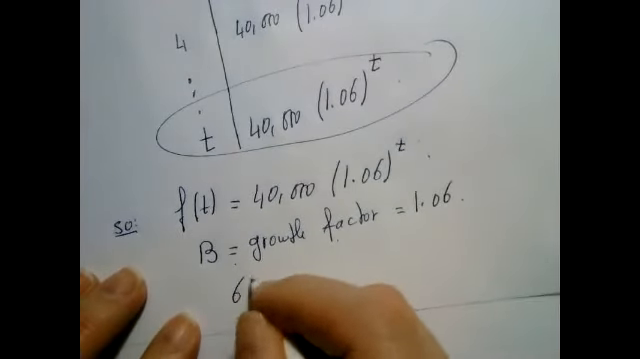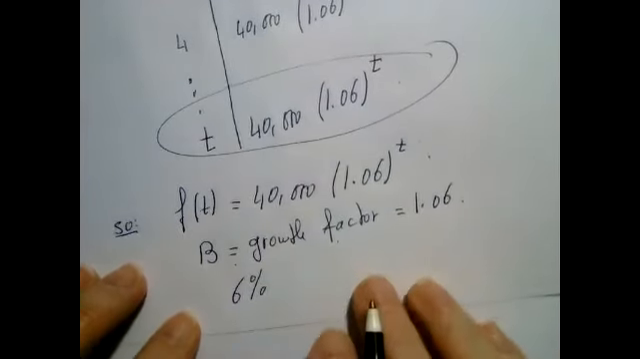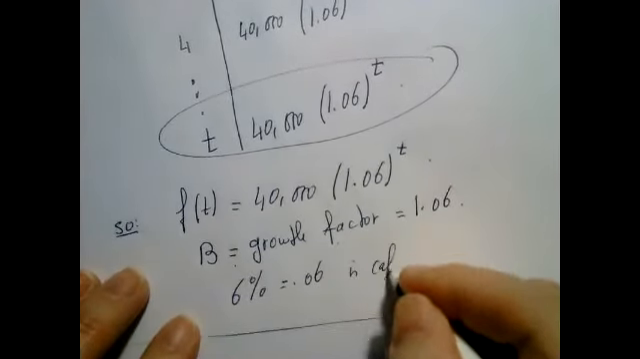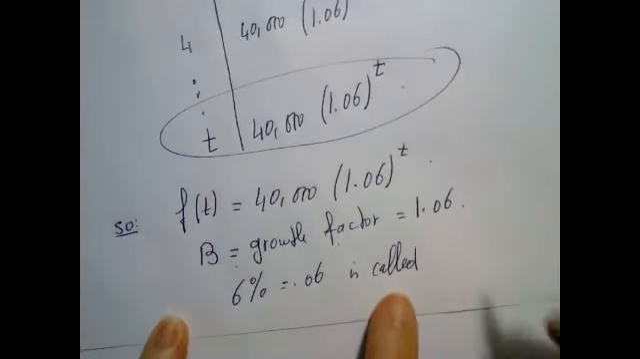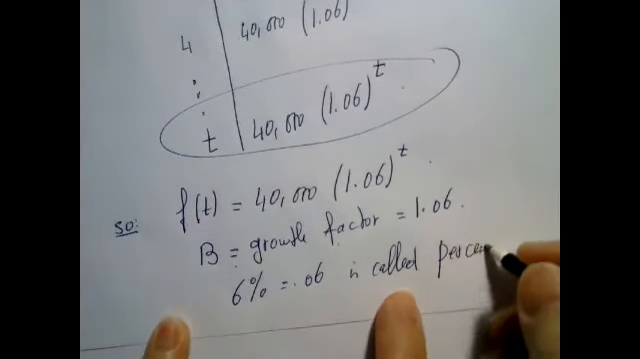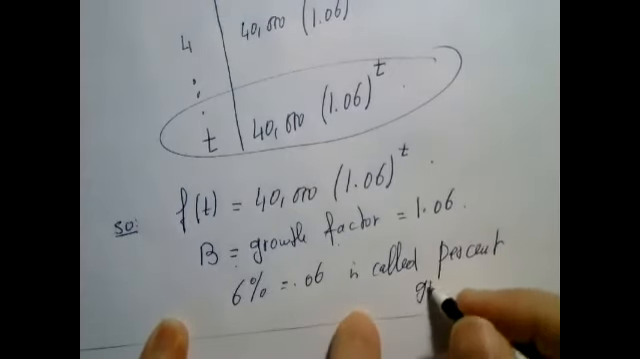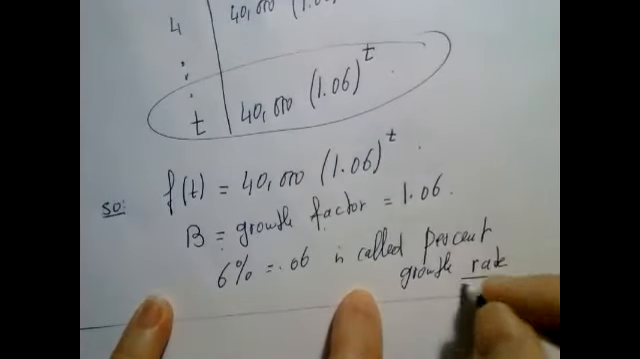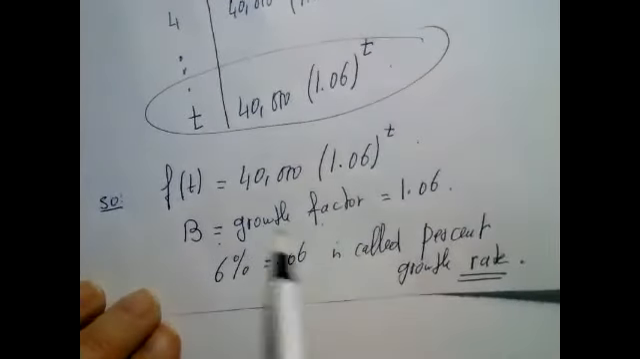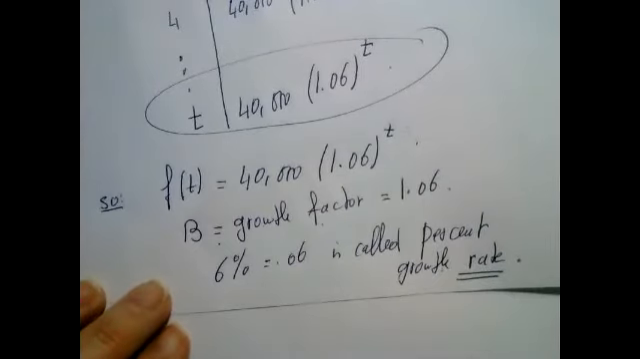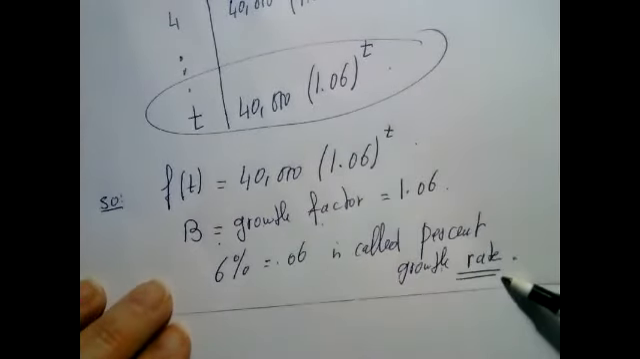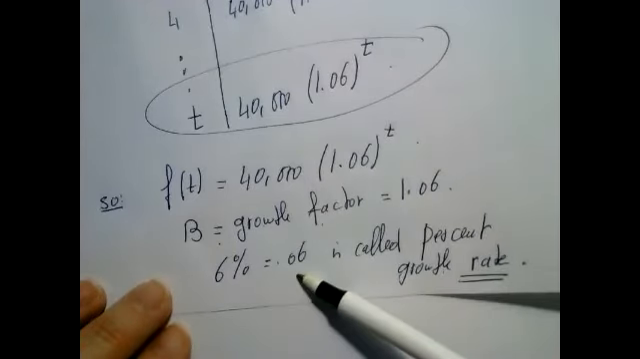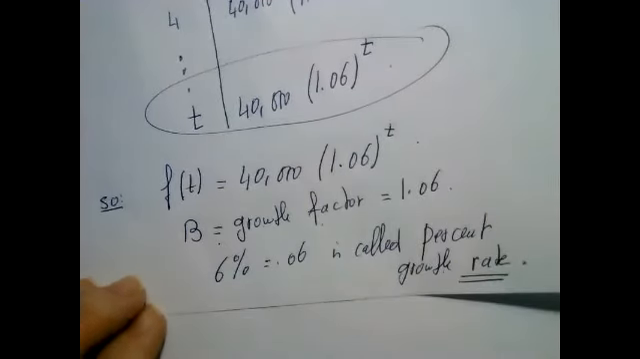And the 6% raise that he got every year is called the percent growth rate. Now I know that this is confusing because we're using the word growth in both cases. The 6% is called the growth rate. And the 1.06, which is the 1 plus the 0.06, is called the growth factor.